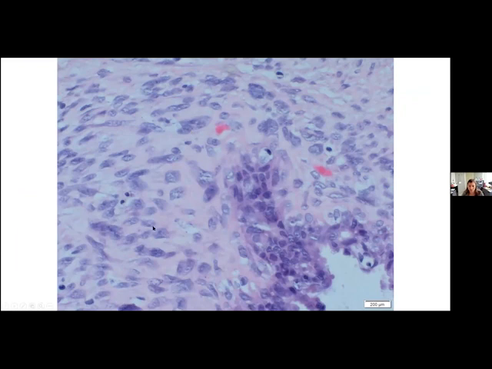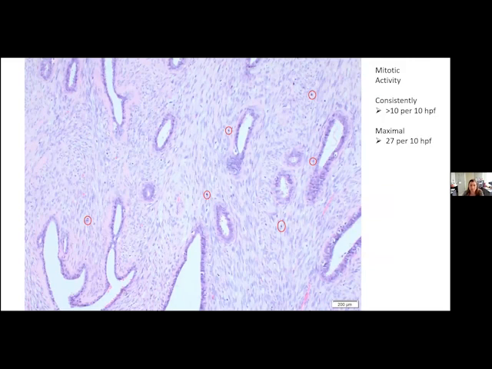So in the end, Dr. Mulligan, thank you so much for looking at it in consultation with me, it was decided that there was marked cellular atypia in the stroma. And the mitotic activity was what struck me about this case. It was highly mitotically active. You can see I've circled just a few mitotic figures. Consistently, if you went throughout these more cellular stromal areas, mitotic activity was greater than 10 mitoses per 10 high power fields. And in maximal concentration, they were 27 per 10 high power fields.